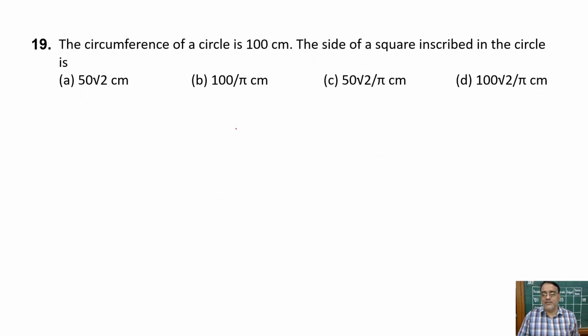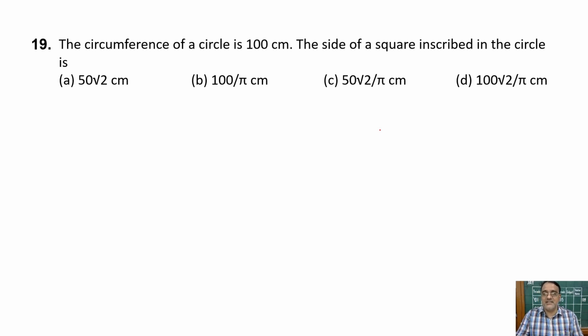Okay. So now we are moving toward the last question of the sample papers questions. Actually, I took all the questions of sample paper test, CBSE sample paper in this part 1. The circumference of a circle is 100 centimeter. The side of a square inscribed in the circle is dash. Side of a square inscribed in a circle.